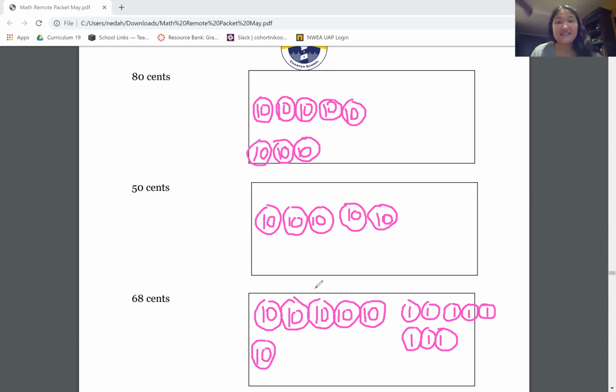How many pennies did you use to draw 68? 1, 2, 3, 4, 5, 6, 7, 8. How many ones are in 68? That's right, 8 ones. Nice job, scholars. We're going to go on to the next page.